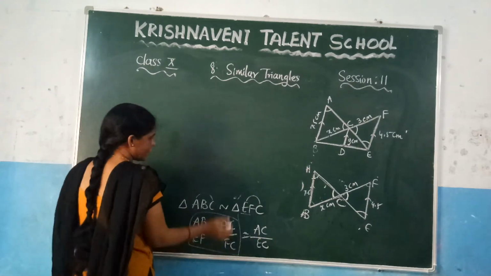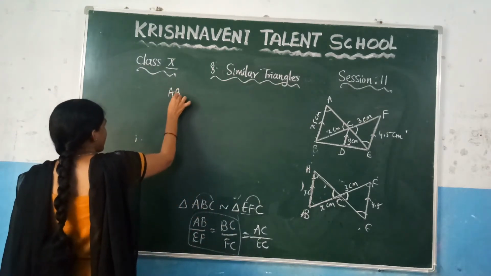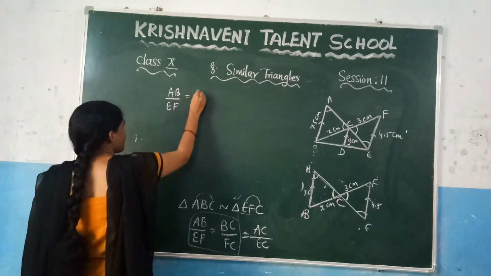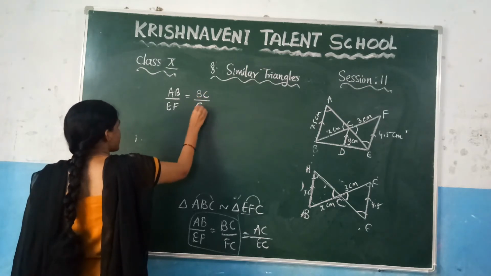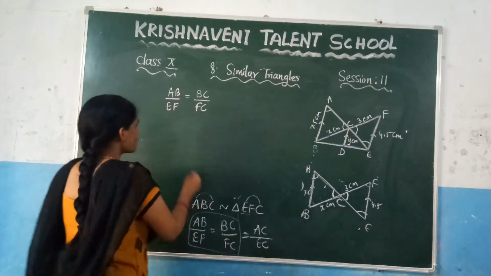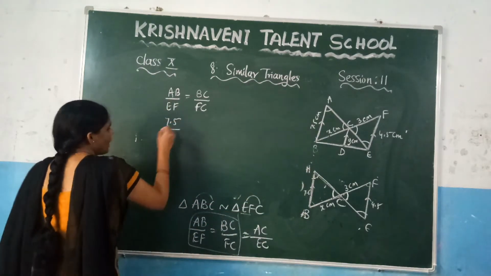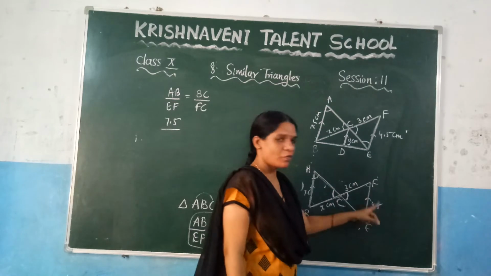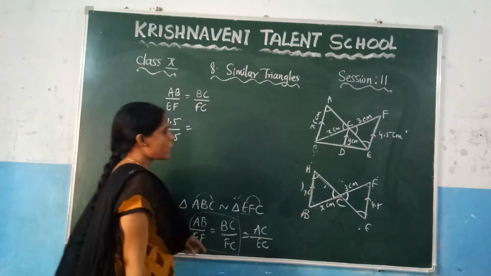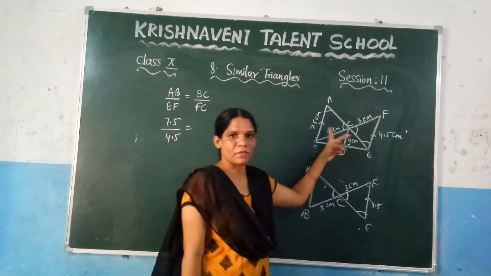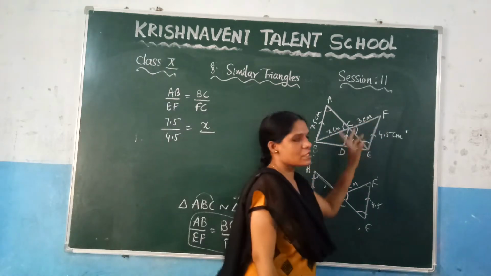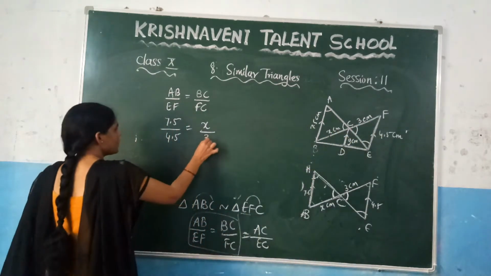Let us consider this equation. What we get, AB by EF is equal to BC by FC. So what is the value of AB, which is 7.5? So write it here 7.5, and EF, which is nothing but 4.5, write it here 4.5, is equal to what is BC, which is nothing but x, that we need to find. So write it here x, and what is FC, which is nothing but 3. So write it here 3.